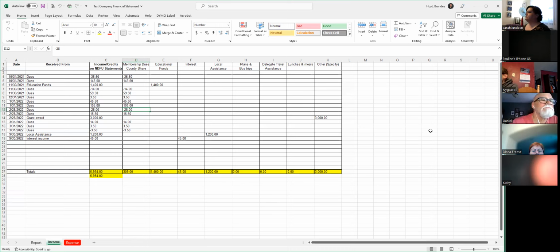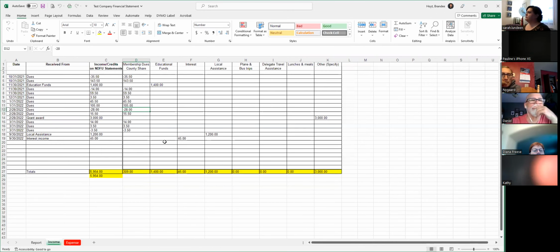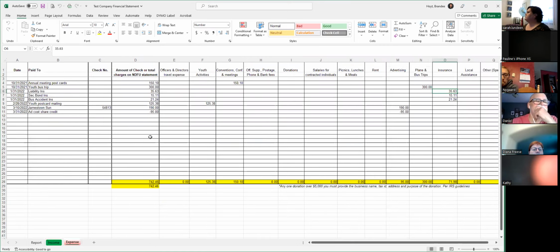So if we look at February, we have the dues entry of $28. I did forget to bop back over here to the expenses when I was talking about the insurance. This is where the insurance goes. So I apologize for that. So if we go back here, back to the cash, we have the $28 debit for dues, and then we also have an expense for some youth postcard mailings. You can see here I put that under youth activities.